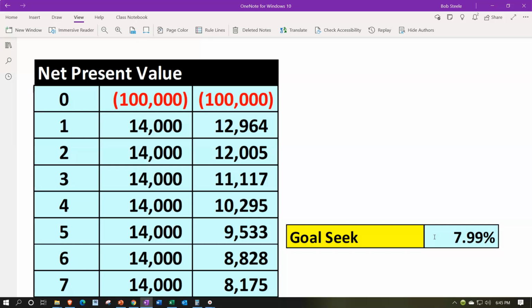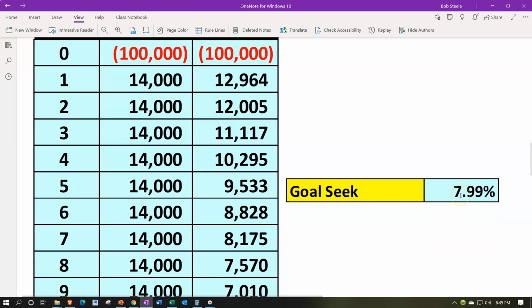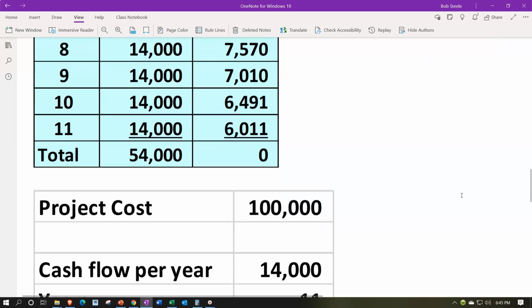We can also match up different projects and match up which one would be better. The higher the internal rate of return, the better the odds of the project would be. So we can then line up different projects and just look at which has the higher internal rate of return.